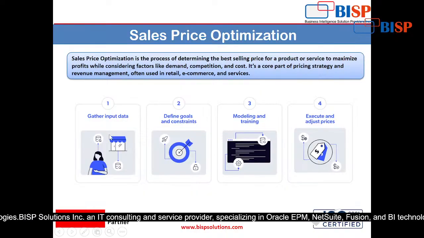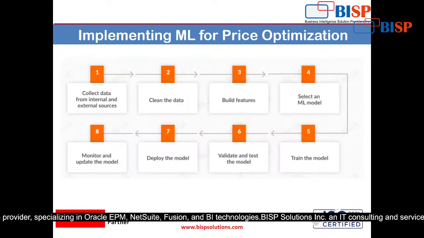So first of all, what you need to do is gather input data, define goals and constraints. Constraint means what? Where you are selling, the price, what the seasons are, all these things. Then modeling and training, and then execute and adjust the price. This is all about the pricing.